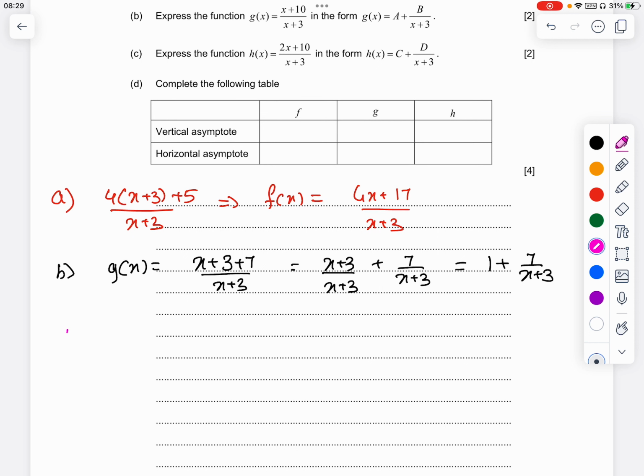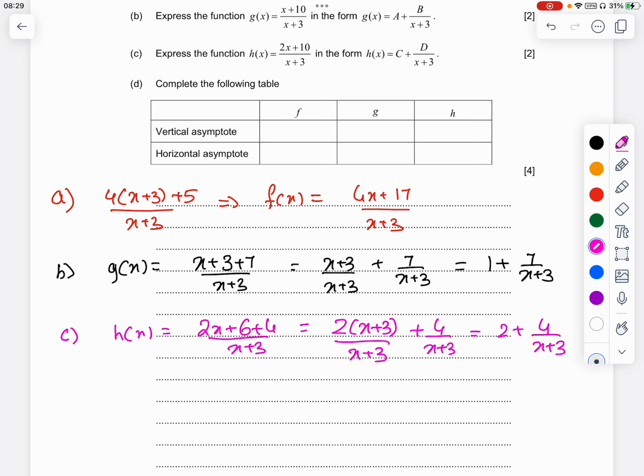Then part C, h of x, 2x plus 10. 2x plus 10 can be written as 2x plus 6 plus 4 upon x plus 3. So take 2 common, x plus 3 upon x plus 3 plus 4 upon x plus 3, which is 2 plus 4 upon x plus 3. So vertical asymptotes. He's asking what will be the vertical asymptotes? Denominator equals 0. So in all the cases x equals minus 3 is going to be the vertical asymptote for all the 3 cases.